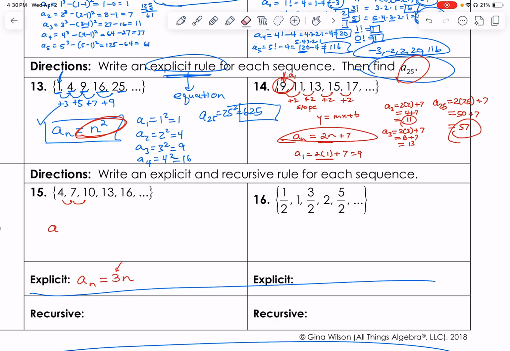All right. But if I plug in 1 right now, I've got to be able to get this first term. If I plug in 1, 3 times 1 is 3. But I want the first term to start at 4, so I just need to add 1 to it. Now it'll work. If I plug in 1, I should get 4. 3 times 1 is 3, 3 plus 1 is 4. If I plug in 2, I should get 7. 3 times 2 is 6, 6 plus 1 is 7. If I plug in 5, 3 times 5 is 15, 15 plus 1 is 16. So it works.